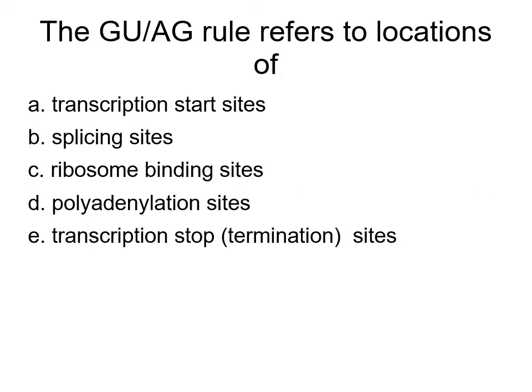Okay, question. The GU-AG rule refers to locations of transcription start sites, splicing sites, ribosome binding sites, polyadenylation sites, or transcription termination sites. Okay, so the answer is B.